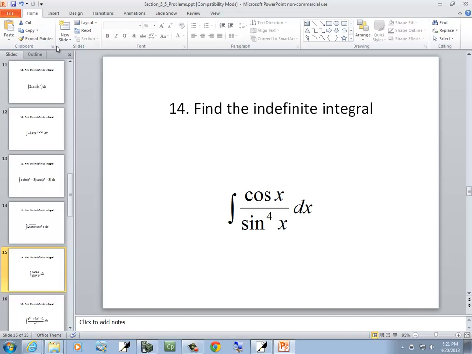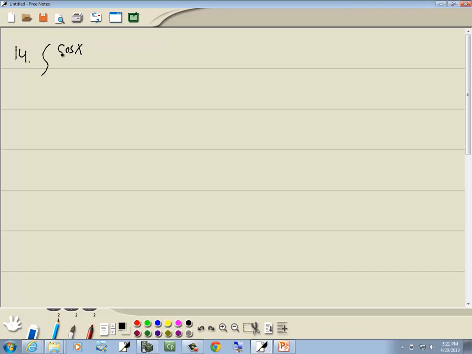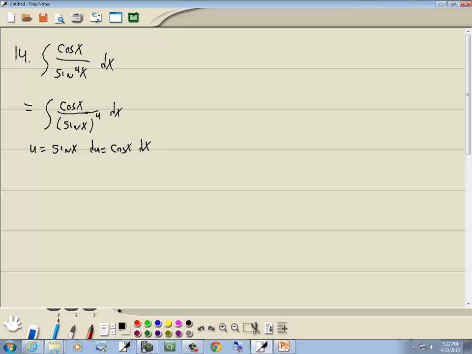Okay, we've got the integral of cosine x over sine to the fourth x dx. We looked at one, I think our second problem was either real close to this or almost exactly like it. But the sine to the fourth, I can rewrite as sine x to the fourth power, dx. Now our u-substitution: if we have parentheses to a power, you let u equal what's inside the parentheses. So we let u equal sine x. The derivative of sine is cosine x, and then we put our dx on.